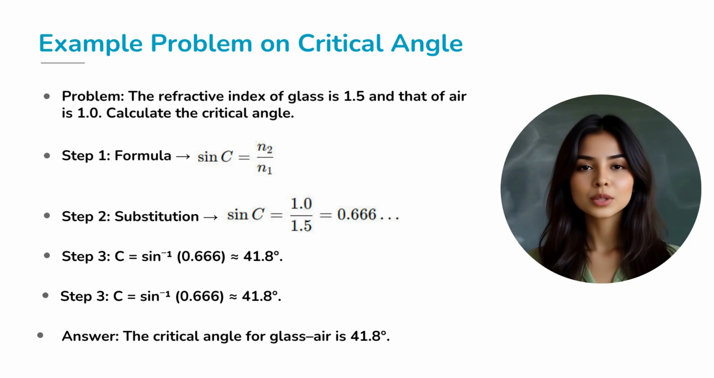Let's solve a simple problem together. Suppose the refractive index of glass is 1.5 and that of air is 1. What is the critical angle?